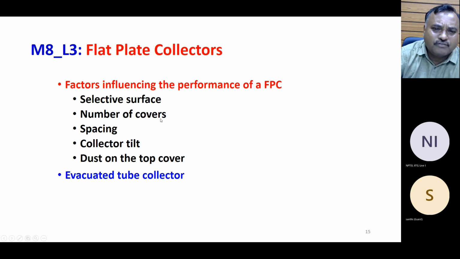And then number of covers. So what number of covers is appropriate for maximization of energy received in the collector? Spacing, then collector tilt, then dust on the top cover. And of course, we have studied evacuated tube collectors, because these collectors are very efficient compared to the flat plate collector, because the losses are reduced by providing evacuation between the tubes.